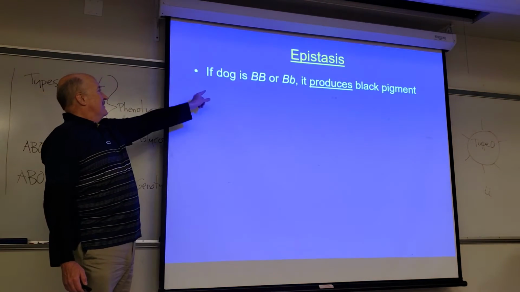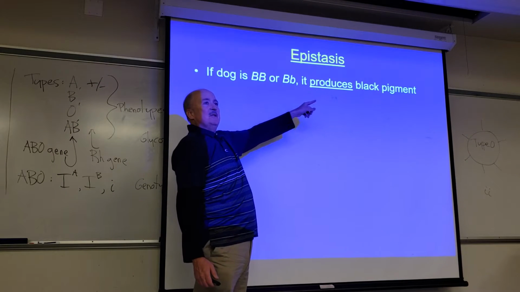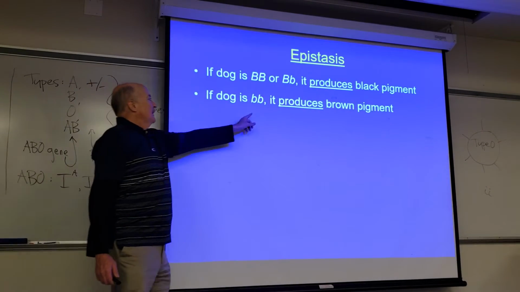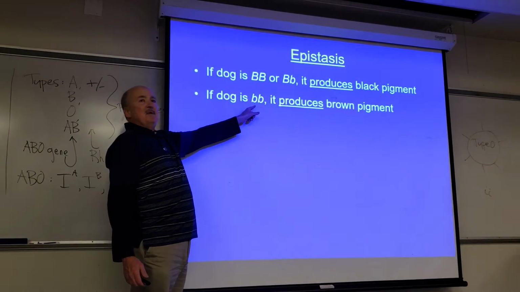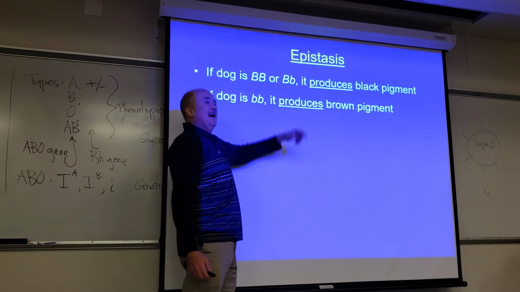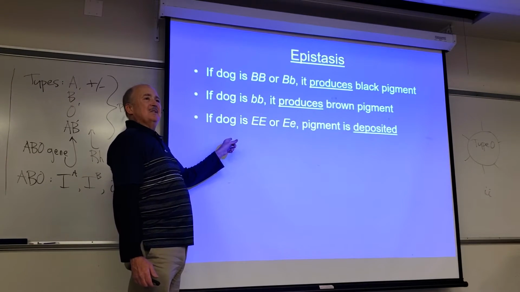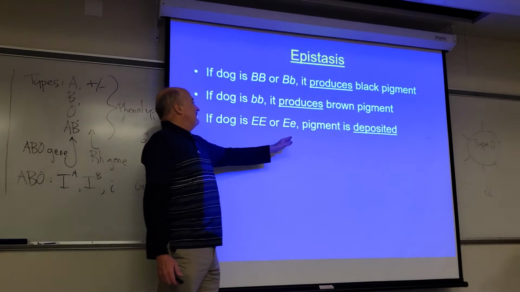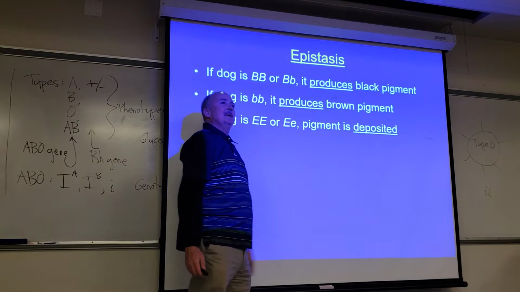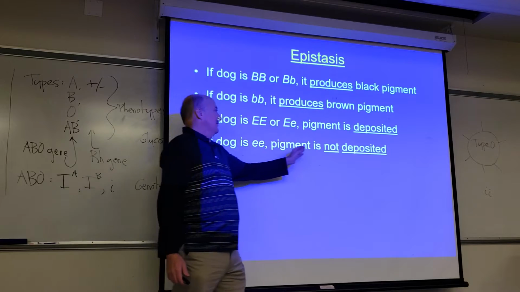So what happens with gene B, you have a big B version which is dominant, and that will encode for black pigment. The only way to get a brown dog is if you have two recessive gene Bs. Then you're making the brown pigment instead of the black pigment. But gene E is controlling whether that pigment gets into the hair. And if you have one or both dominant gene E's, then yes, the pigment gets in the hair. But if it's two little E's, then it's not put into the hair.